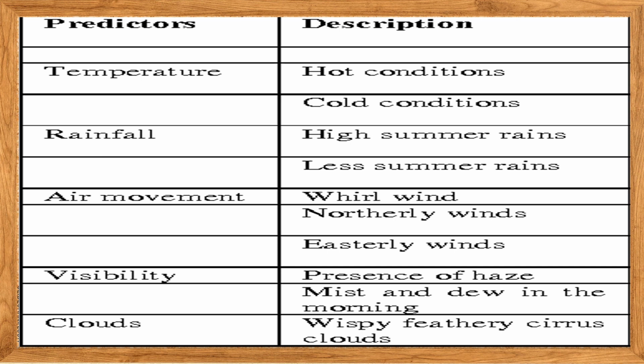Then we have visibility or the fogginess, the presence of mist, mist and dew in the morning, the presence of haze or something that covers up the atmosphere. And we also have clouds. Yeah, we have cloud cover. What kind of description can we give? Wispy, feathery cirrus clouds. So these are the predictors of weather.